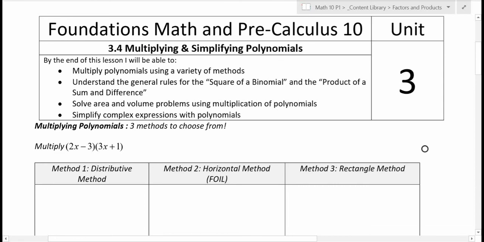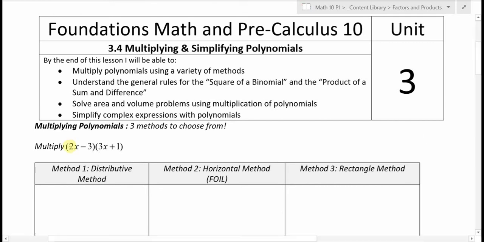All right, welcome back. This is the third lesson in the polynomial chapter. Last time we were looking at the polynomial reviews from Math 9, and at the end, we did multiplying a binomial with a monomial, or a monomial with a polynomial. Today, we're going to be looking at multiplying polynomials.